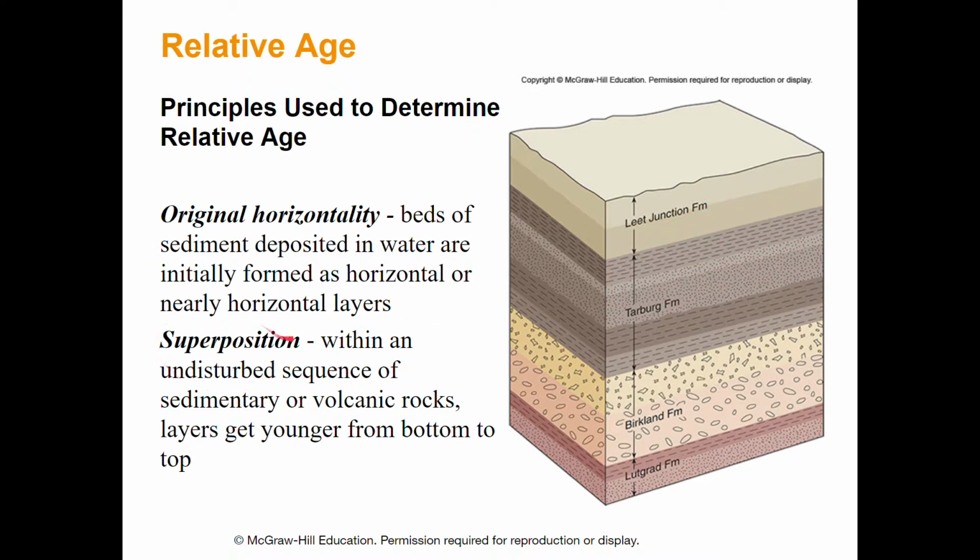There's also the law of superposition. Within an undisturbed sequence of sedimentary or volcanic rocks, layers get younger from the bottom to the top. So the stuff on the bottom is older, stuff on the top is younger. This stuff was deposited first, this stuff was deposited second, and this is last. So it gets younger as you go up, and older as you go down. Not too big of a surprise.